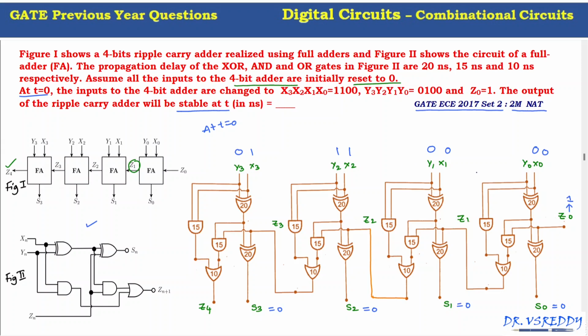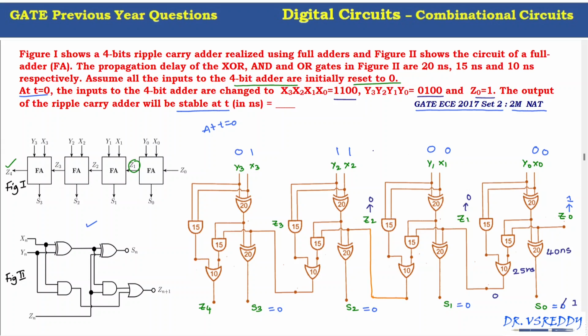After applying these inputs, 1100, 0100 and z0 equal to 1, S0 becomes 1 after 40 nanoseconds, since we have two XOR gates. After 10 plus 15, that is 25 nanoseconds, this z1 becomes 0. To get this z1 we require 25 nanoseconds. So here S1 is 0 and z2 is also 0 for this 0 0 combination.